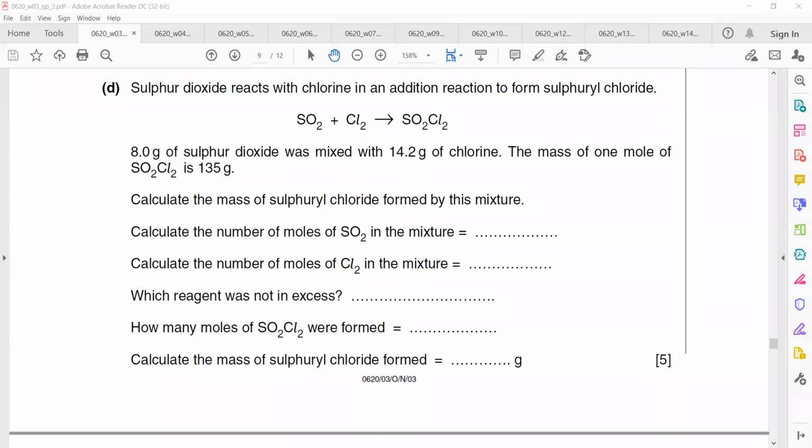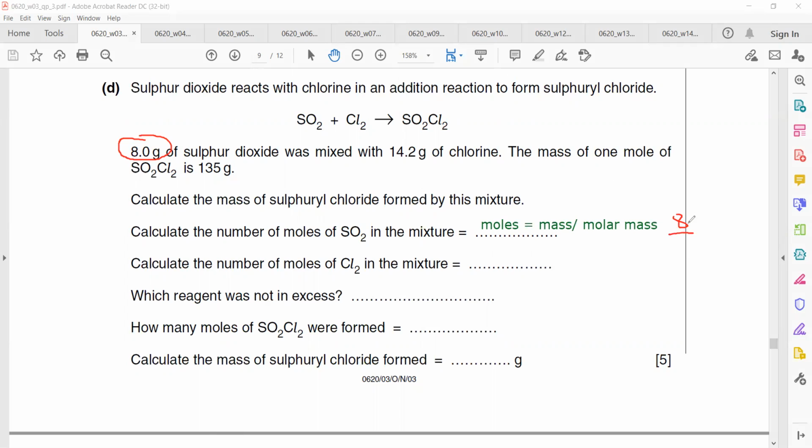So first we need the moles of sulfur dioxide. How to get the moles of sulfur dioxide? Which formula will we use if we know the mass of sulfur dioxide? Moles is equal to mass in grams over molar mass. This is the formula which we will use, and the mass in grams for sulfur dioxide is given, 8.